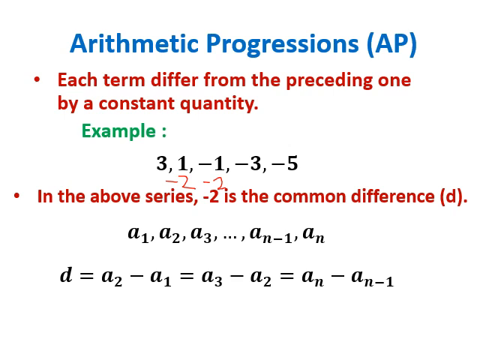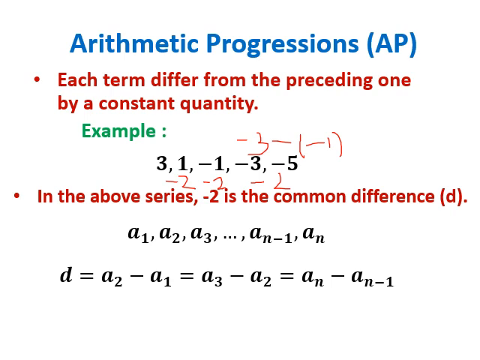Similarly, take the next number, minus 3, minus of minus 1. So again it will be minus 2. And so on. So we find that for this series, the common difference is minus 2. However, it can be a positive number also, a fraction also, or even it can be a 0.